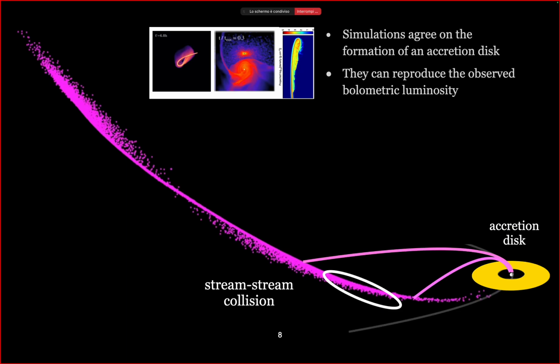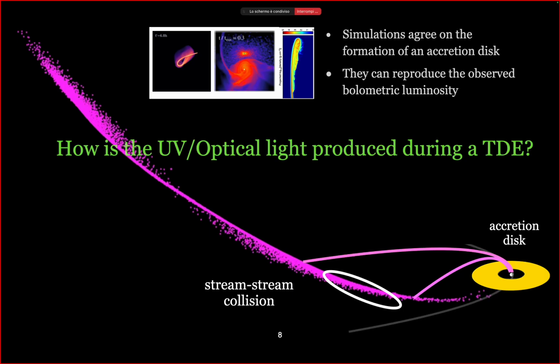But what has been understood so far, or at least what the simulations agree on, is that eventually an accretion disk forms, and also this accretion disk or the full evolution can reproduce the volumetric luminosity that we observe. But there are still many questions that are open, in particular on the multi-wavelength features of these events. The main question that still needs to be answered is how is the UV optical light produced during a TDE? And not only that, also how exactly energy is dissipated during this collision, and how the gas is able to circularize into a disk is still an open question.